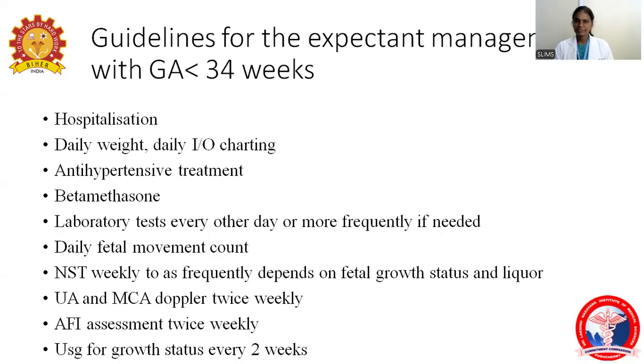So, guidelines for the expectant management with gestation less than 34 weeks. We should hospitalize the patient. We should do daily intake-output charting, daily weight gain charting, and antihypertensive management. If antihypertensive treatment is needed, we should start it, and we have to give betamethasone, antenatal corticosteroids, to accelerate fetal lung maturity, and we should do laboratory tests at least every alternate day or more frequently if needed.